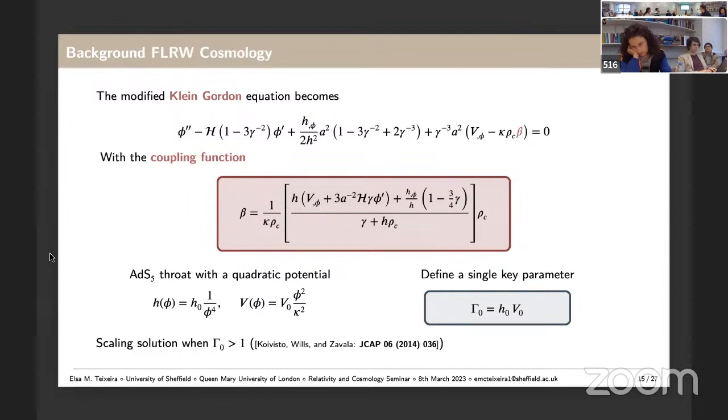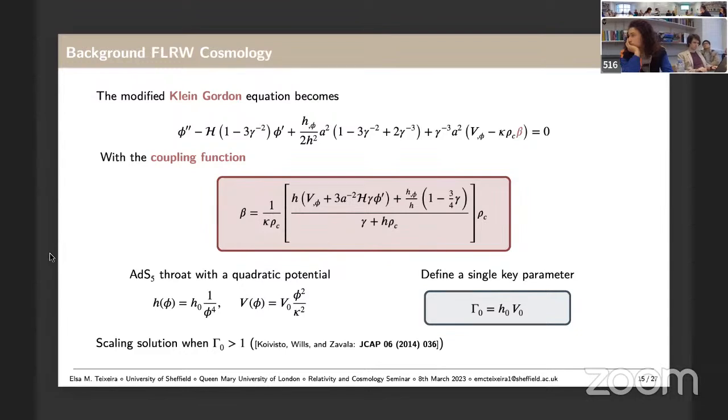And when we do this, this generates a quadratic potential of this form as well. It can be more complicated, but this leads to a nice property in which the combinations that we have here of h and V will mean that we can define a single key parameter, which is this gamma naught, which basically gives us the scale of the warp factor and the scale of the potential, the combination of the two. And so the combination of the effect of the amplitude of the scalar field functions.